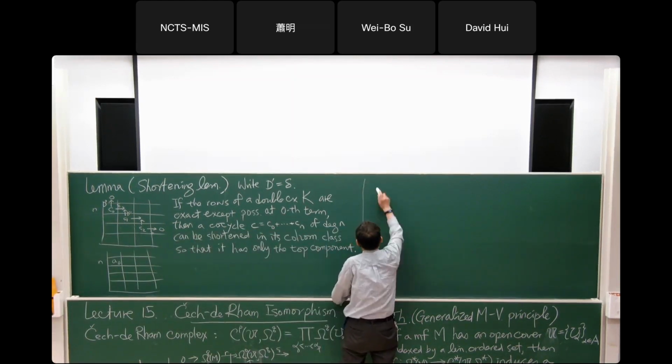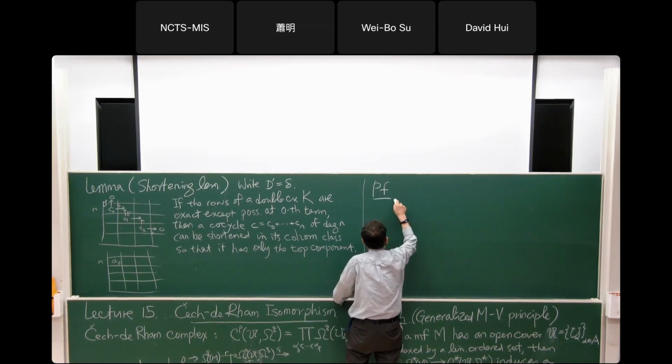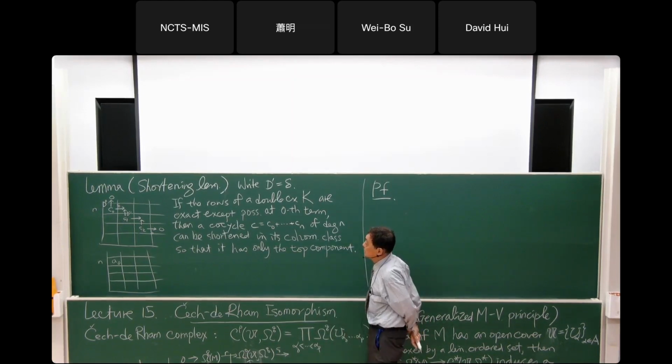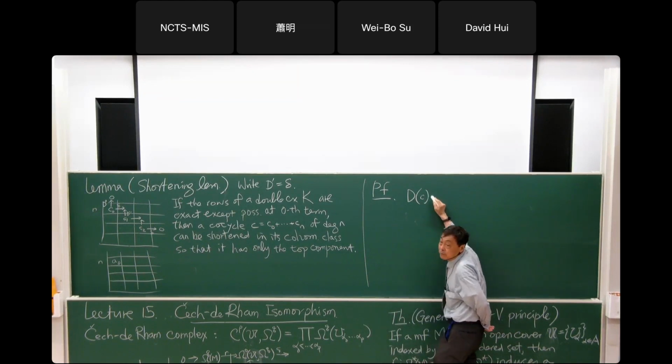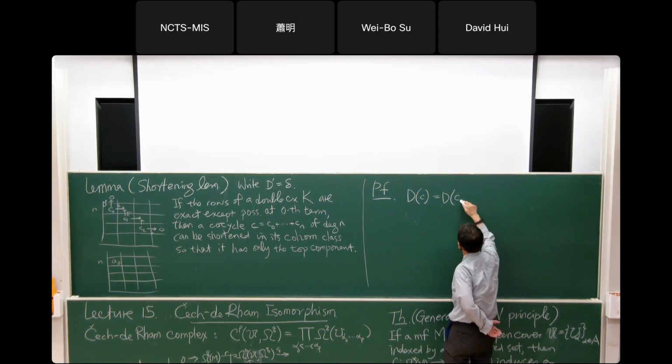Okay, how do we prove this? Because you start with a cocycle, DC is 0. Now let's just do it for degree 2.